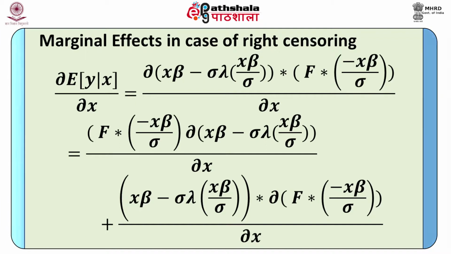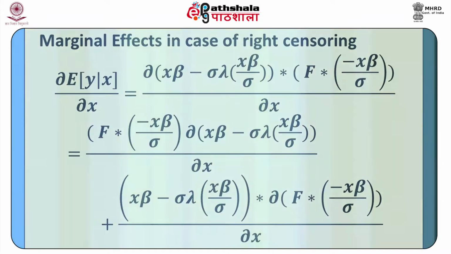The first one is that this is equal to f into minus x beta upon sigma into partial derivative of x beta minus sigma lambda of x beta upon sigma divided by partial derivative of x, plus x beta minus sigma lambda function of x beta upon sigma multiplied by partial derivative of f into minus x beta upon sigma, whole divided by partial derivative of x.